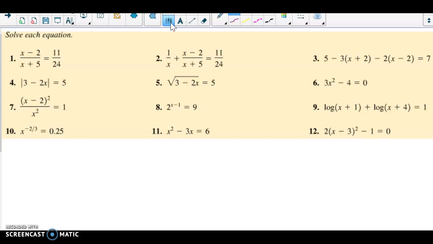Guys, Haley was telling me that you had some trouble with number 2 when you were reviewing together. So let me just go over that. Guys, look at the denominators, okay?